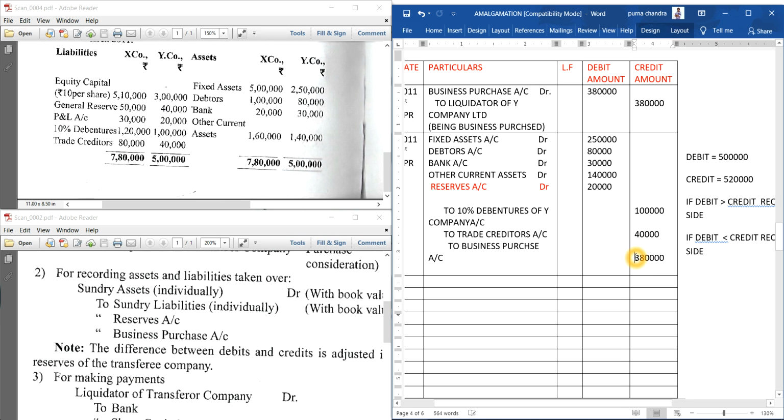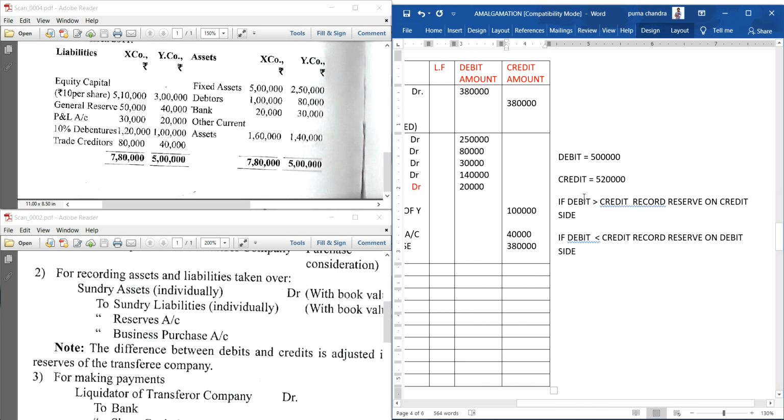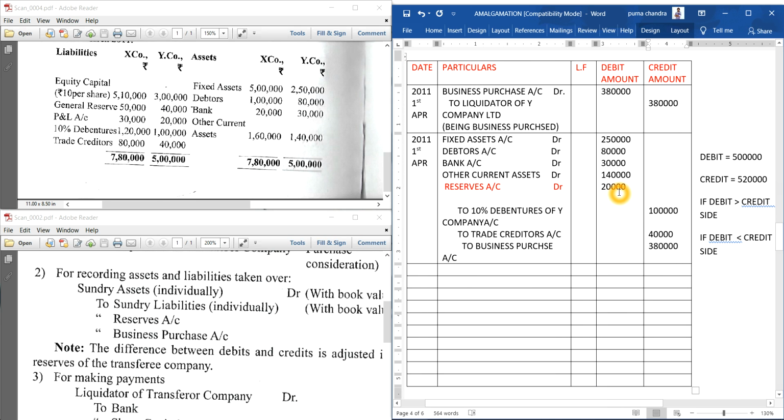Now here, first calculate the debit total and calculate the credit total. Then see this rule. If debit is more than credit, then record reserve on the credit side. If debit is less than credit, record reserve on the debit side. In our problem, the debit is less than credit. That's why we are writing the difference. So please, students, take the difference amount, 20,000 rupees, on the debit side.